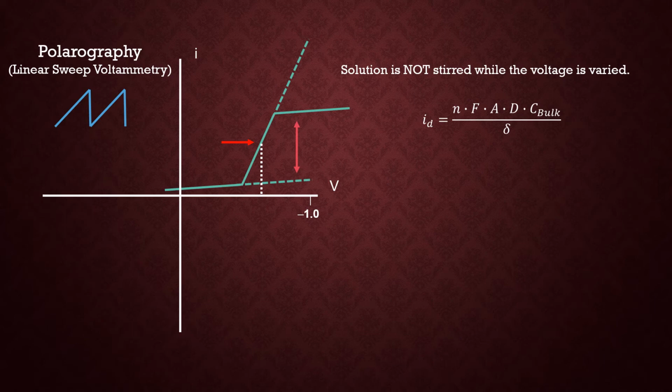So we have a sense, therefore, that the position I've just indicated, the voltage that is at halfway up the diffusion limited curve, can be used like spectroscopy. It can be used as a means to identify the material in the solution. And that's what we're going to demonstrate now in a little derivation.